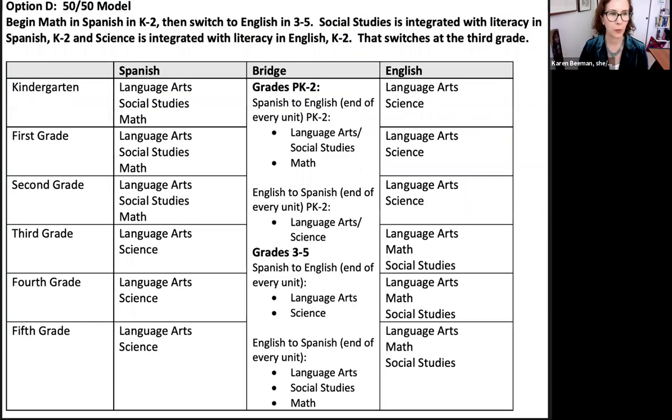Another example would be this one, where we chunk K-1-2 language arts integrated with social studies in Spanish, and math is taught in Spanish, whereas language arts and science is taught in English, and then they flip. They go to the opposite language, 3-5. A lot of districts we work with like this idea of chunking. And so as you see, your language and content allocation plan can be very different, but it has to be yours. It has to respond to your plan. But the most important thing is that you have one, that it be made at the programmatic level, it be made based on what your students need, and that teachers follow it.